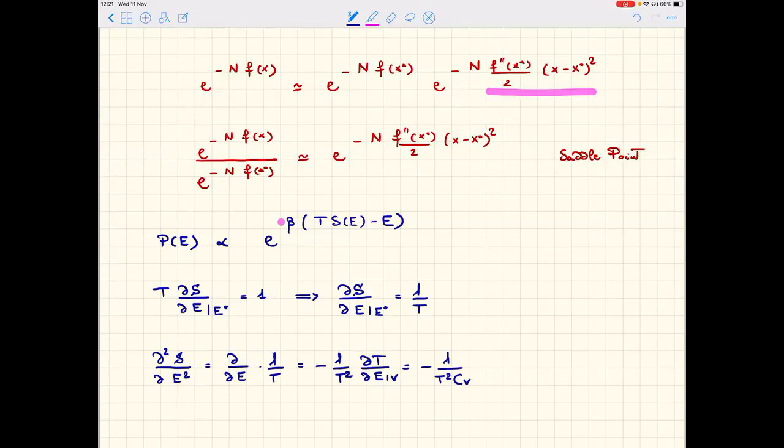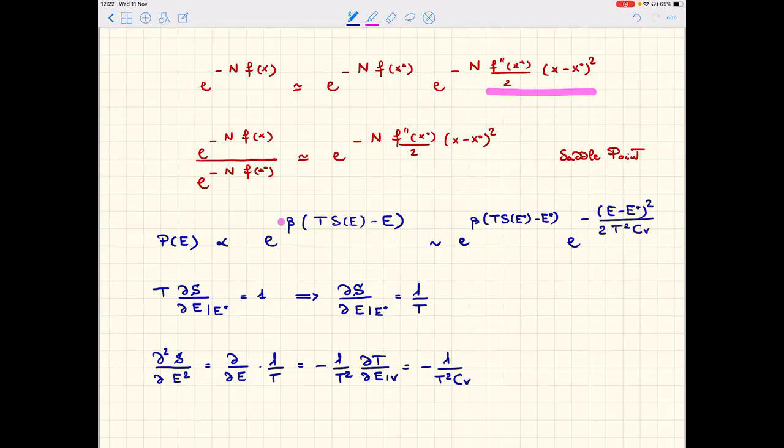Therefore, I have that the second derivative is negative, as I wanted, and in practice, I obtained that this is approximately e to the beta [TS(E star)] as determined by the condition of equilibrium, times e to the minus (E minus E star) squared divided by 2 T squared CV.